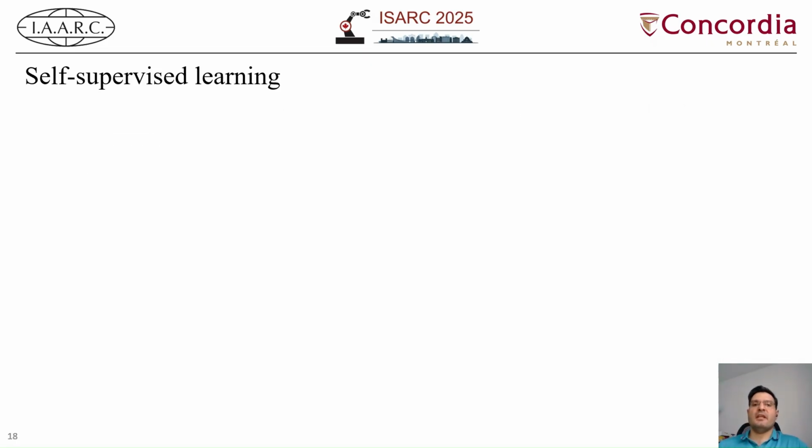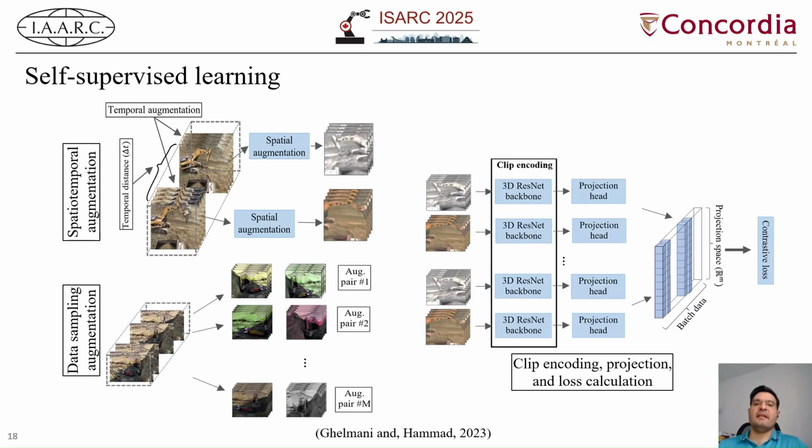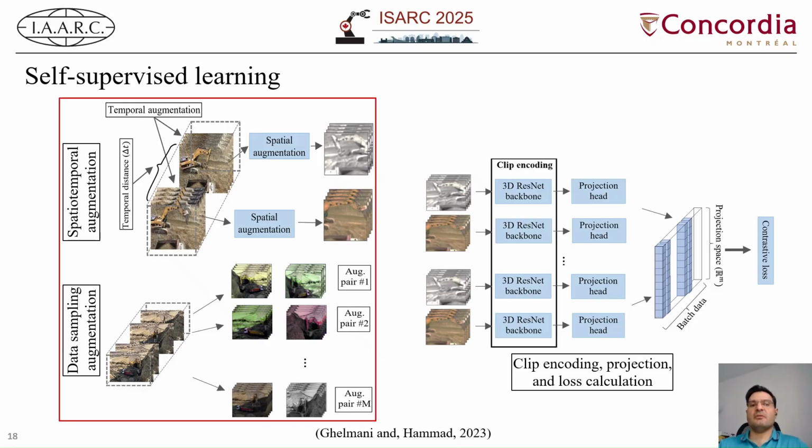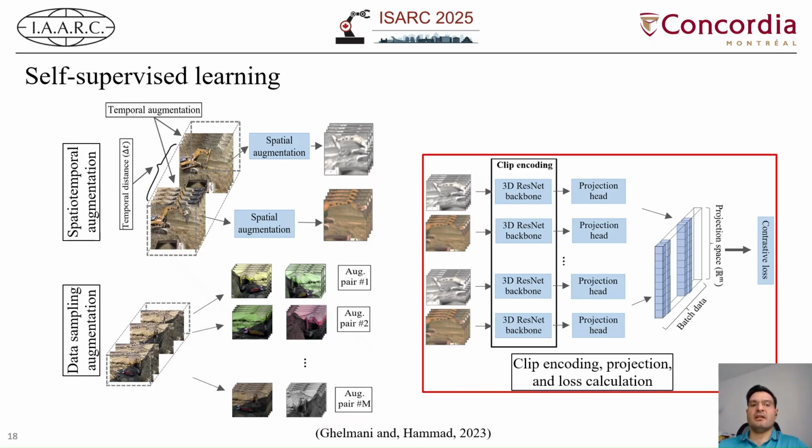Another category of unlabeled approaches are the self-supervised learning methods. In this figure, we can see an earlier self-supervised method that we developed for the task of construction activity recognition. In this method, spatiotemporal information from unlabeled video data was used to train the model in a contrastive learning manner, which basically means that instead of providing labels, the model learns by comparing different data with each other and learning from their similarities and differences.